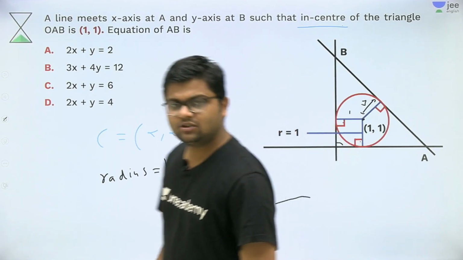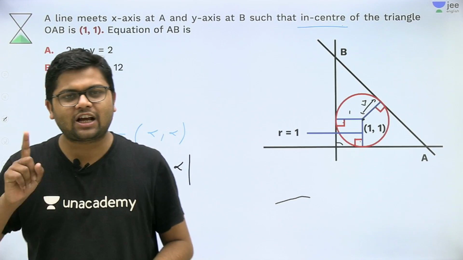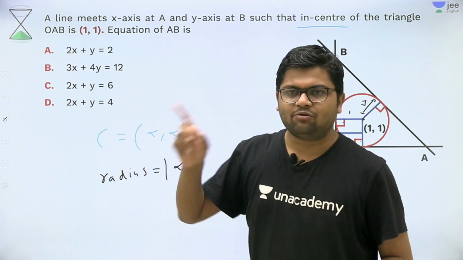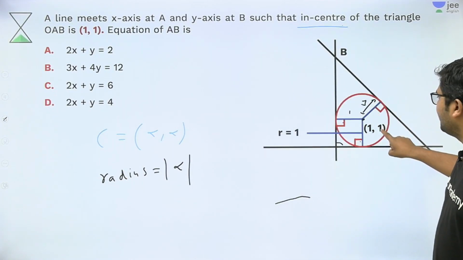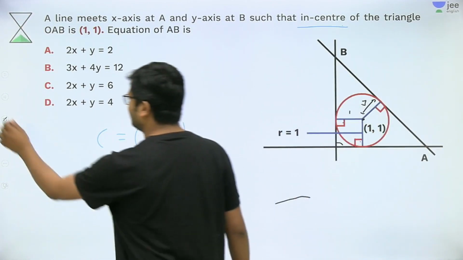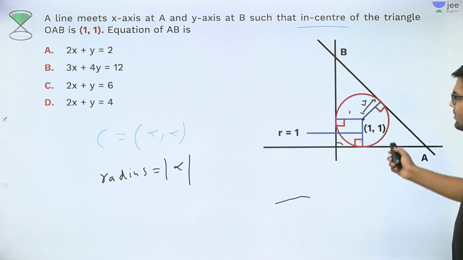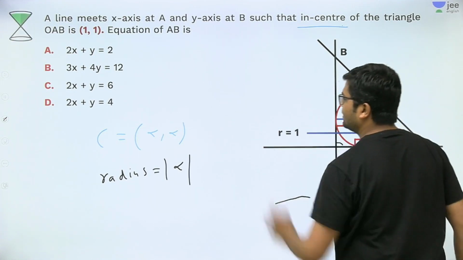Now there is no other information in this question. So in this question we need to check the options, that out of all the 4 options, which line is at a distance of 1 unit from the point (1, 1). So this was the trick of this question. Very good question. Now if I check which line is at a distance of 1 unit from (1, 1), then let me check.